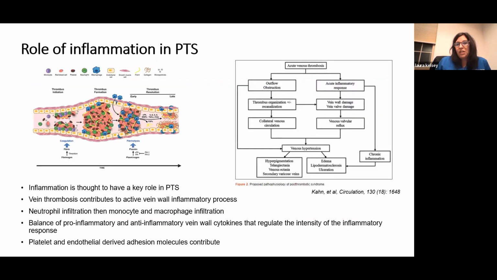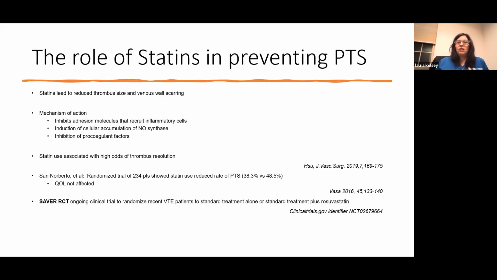So there's also inflammation in post-thrombotic syndrome, right? This is an ongoing balance between the pro-inflammatory and anti-inflammatory components and cytokines that regulate this inflammatory response. And we know that platelet and endothelial-derived adhesion molecules all contribute. So when we talk about the role of statins, I think this has been well established in arterial disease, but it's shown that statins lead to reduced thrombus size and less venous wall scarring. The mechanism of action is that it inhibits those adhesion molecules that recruit those inflammatory cells, so it interrupts that process.